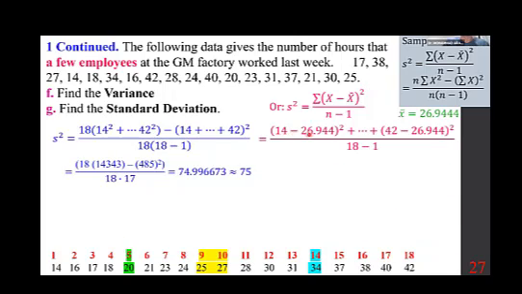So 14 minus the x bar squared, and then 16, 17, 18, all the way to the last one, 42 minus whatever the value of x bar is squared, divided by 18 minus 1, and they both give us the same answer. That's as far as the variance is concerned. What about the standard deviation? When you get the variance, all you have to do is take a root.